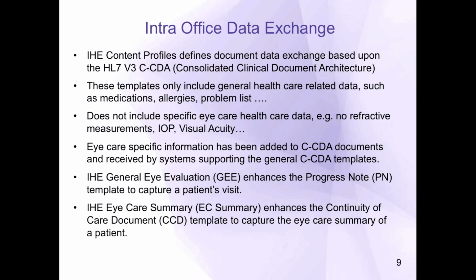The second document is the eye care summary. This is an enhancement of the continuity of care document, the CCD. It captures the general information you have in the continuity of care, but also includes an eye care summary of a patient. This document could be used, for example, to refer a patient, or to exchange patient records from one system to another.